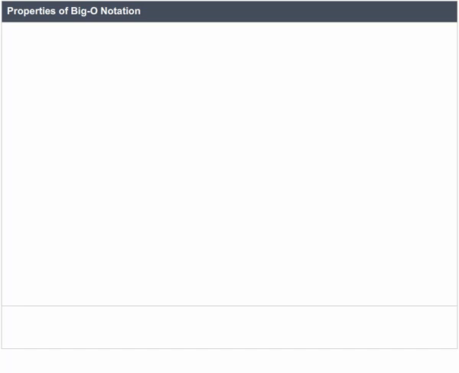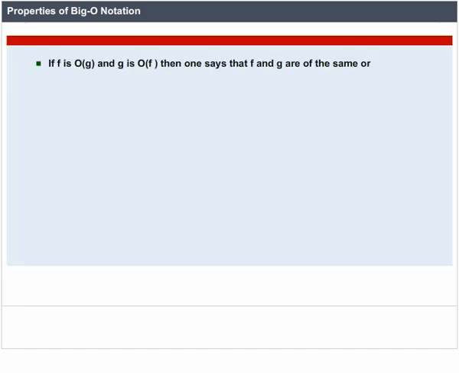Properties of big O notation. If f is order of g and g is order of f, then one says that f and g are of the same order. If f is order of g and g(x) is order of h(x) for all positive real numbers x, then f is order of h.